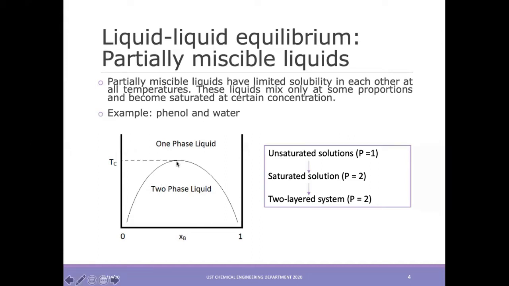Now, notice that in partially miscible liquids, we have what we call T sub C here. T sub C refers to the upper critical temperature. In some references, it's called the upper consolute temperature. This is the highest temperature at which separation occurs. Above this temperature, the two components are fully miscible.